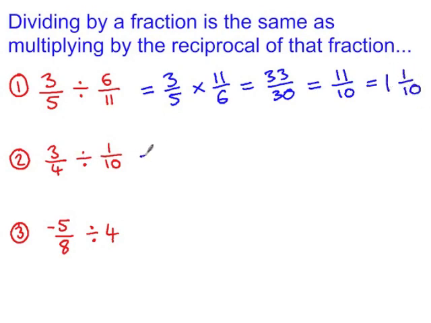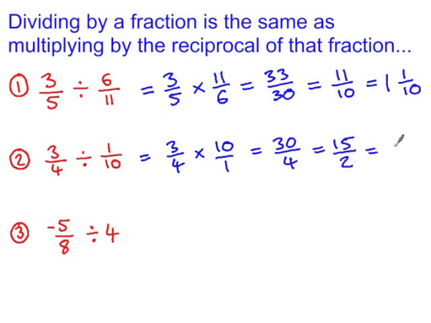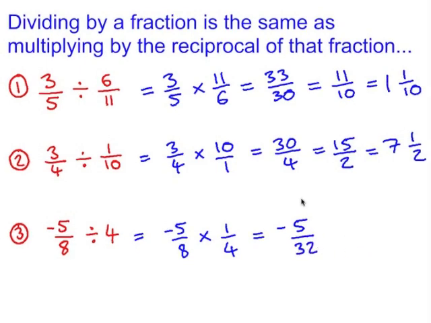3/4 divided by 1/10 is the same as 3/4 multiplied by 10, or 10/1, which is 30/4, 15/2, or 7.5. -5/8 divided by 4 is the same as -5/8 multiplied by 1/4, which is -5/32. Now, if you struggled with these 3 examples, you should stop the video now and go and try some similar practice questions for yourself.